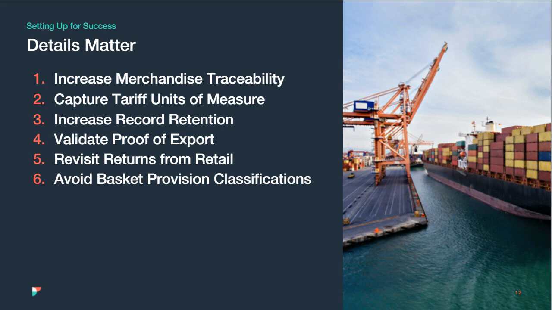Validate proof of export. If you're doing courier shipments or really any export, make sure you have sufficient proof of date and fact of export, but also who is the exporter of record. Revisit your returns from retail. As we said, that can have a tremendous impact on your drawback recovery, especially if you're exporting to Canada and Mexico. And avoid basket provision classifications if possible, right?